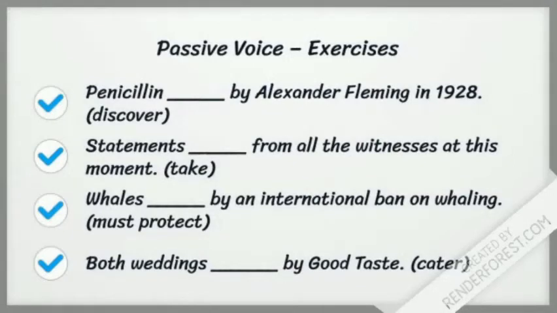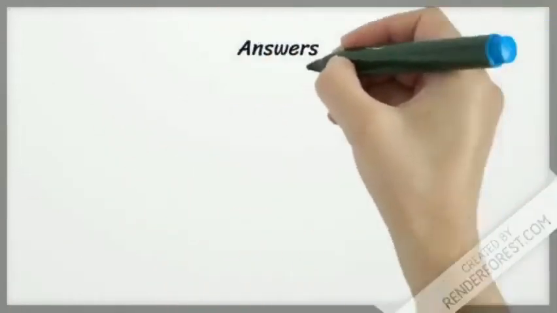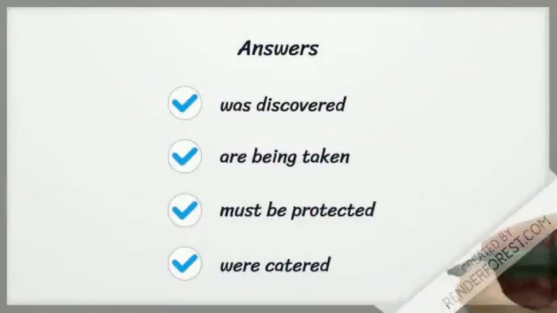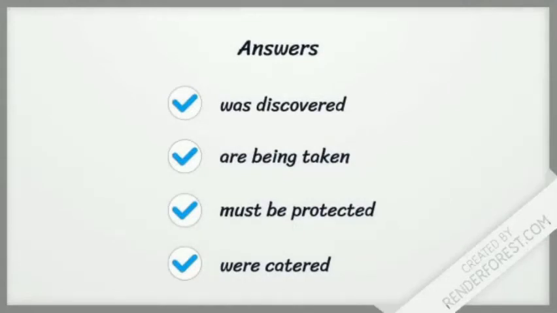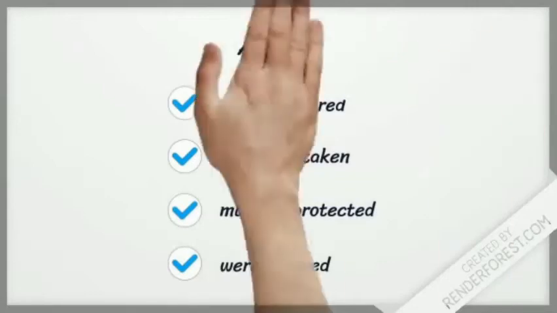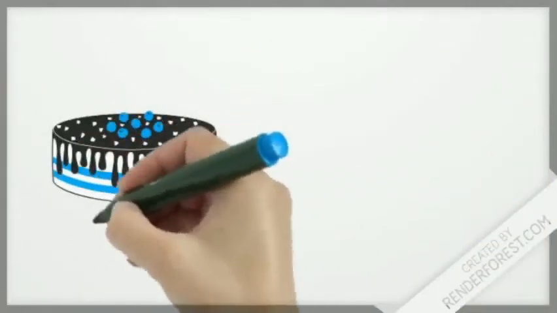Statements, blank from all the witnesses at this moment. Whales, blank by an international ban on whaling. Both wedding, blank by good taste. Answers: was discovered, are being taken, must be protected, and were gathered. If you answered all of them correctly, good job.